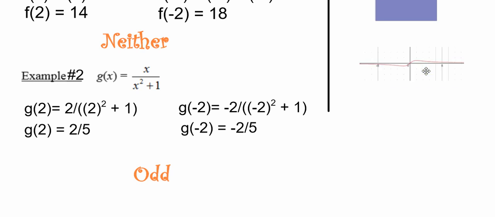And if we look at the graph, we can see that this would have symmetry with respect to the origin, which is like taking that little pink dotted line through the origin with respect to the function and the origin. All right, that's it.